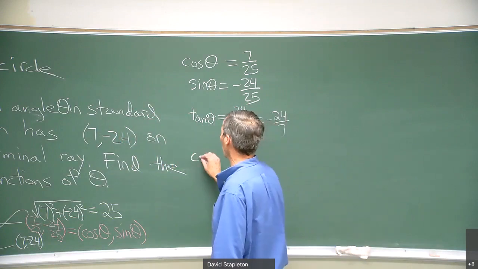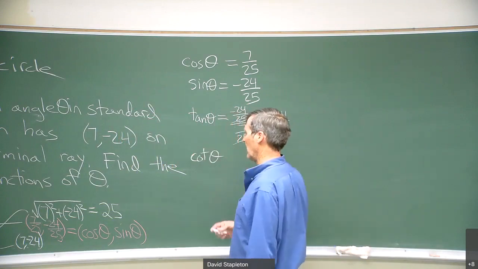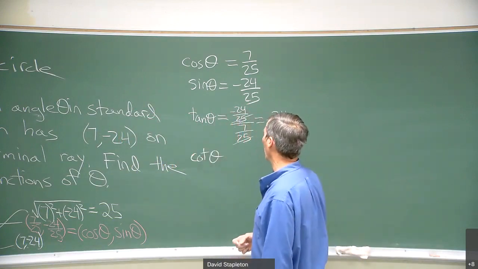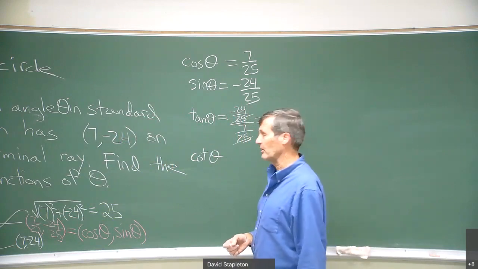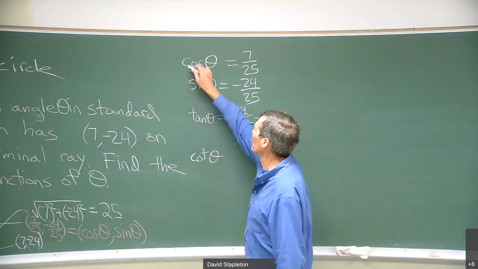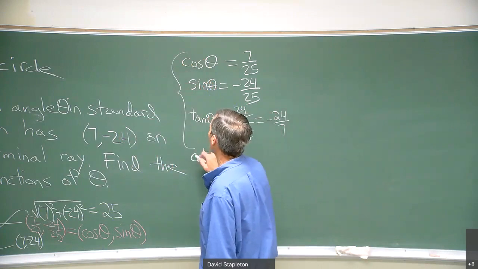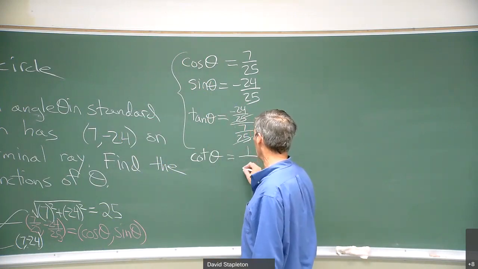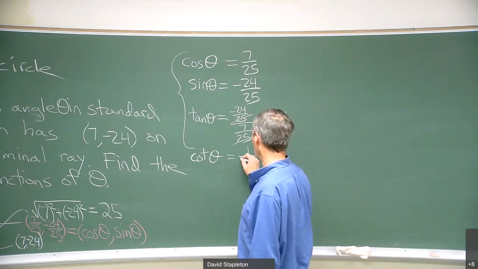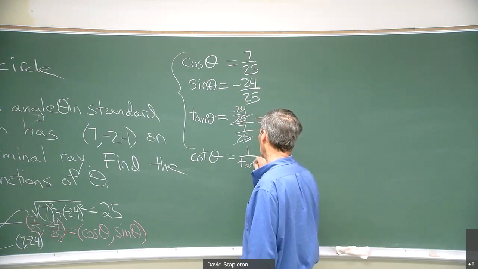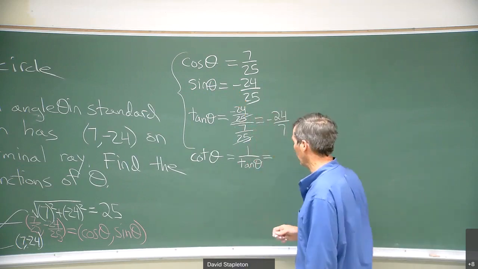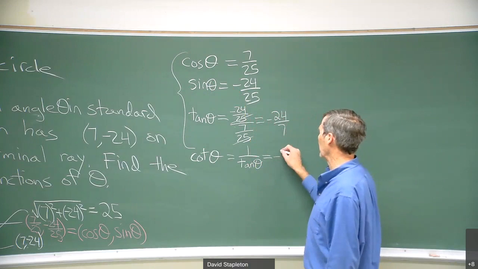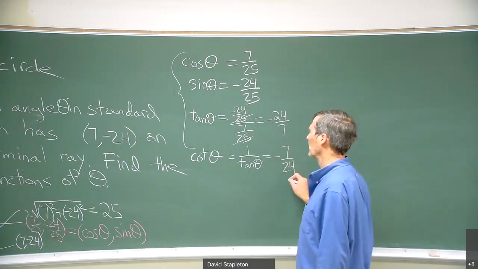The cotangent of theta, we could do the same. We could say it's x over y. But remember how to do these faster? Once you have the first three, we also had the easier reciprocal identities, that each one of these is the reciprocal of one of the others. So cotangent theta could be written as 1 over tangent theta. Just turn this one upside down: minus 7 over 24.